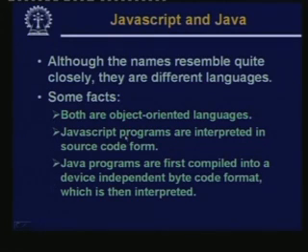JavaScript programs are interpreted in source code form. So, what we mean here is that JavaScript programs reside in the source code form on the web server as well as on the web browser as they are downloaded. After downloading on the web browser, these JavaScript source codes get executed. The JavaScript interpreter is part of the browser which can directly interpret JavaScript source code.